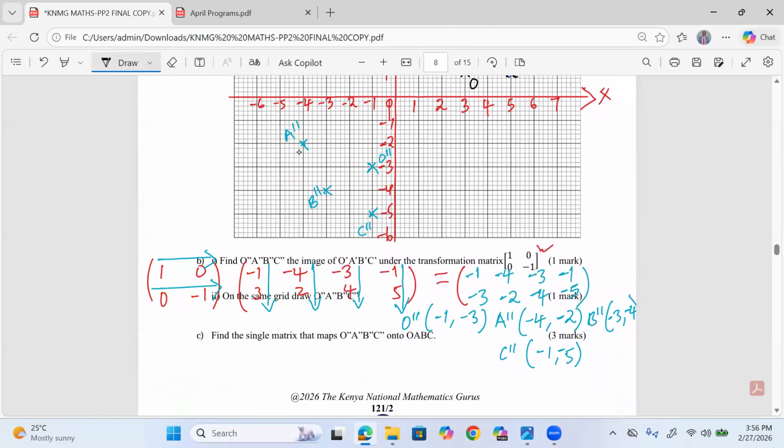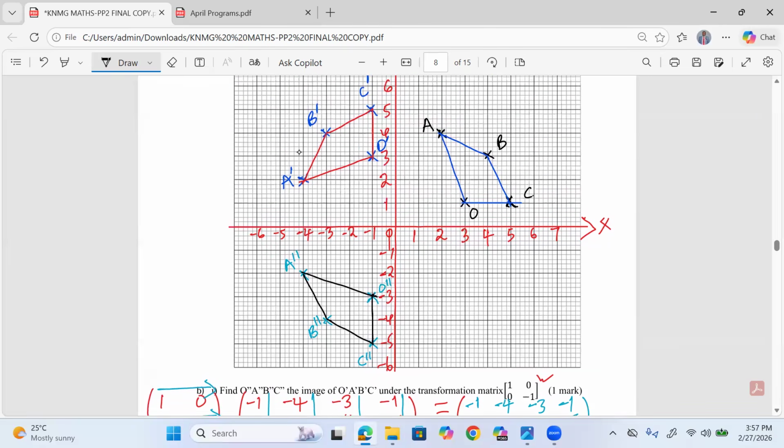So let me use a black for this time around. From A to O, let me draw a straight line. From A to B, then B to C, then finally C to O.